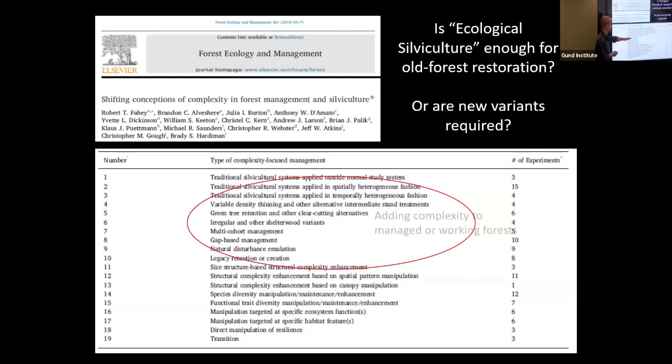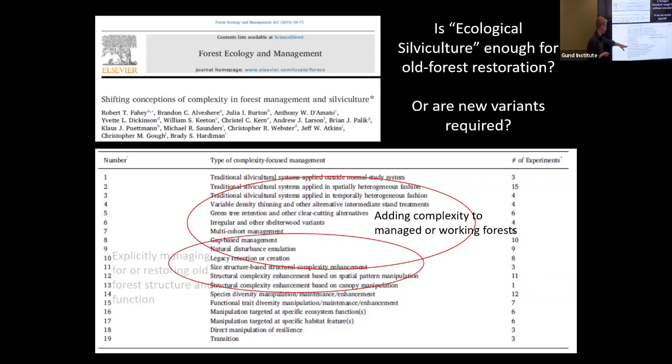We can look at the systems that have been tested for ecological silviculture and start breaking them down a little bit and figuring out which of these would work for old forest restoration. And we have to recognize that some of these are not really about restoring old forests. They're more about adding structural complexity to managed forests, to build in ecological characteristics that are missing from our managed forests. So that's what a lot of ecological silviculture is focused on.